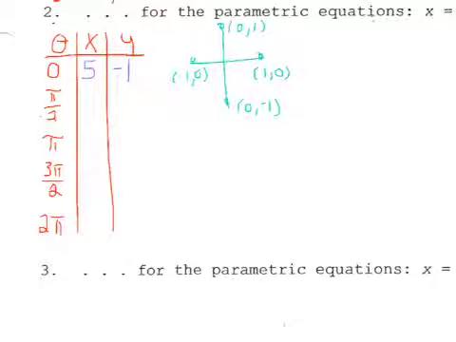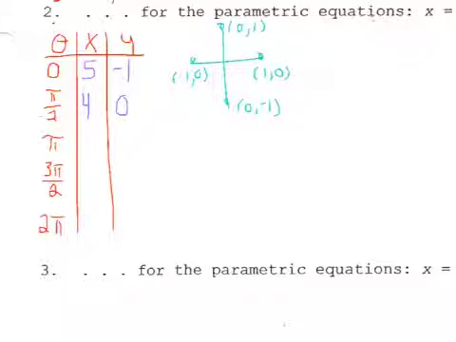For pi over 2, we have 4 plus the cosine of pi over 2, which is just 0. So 4 plus 0 is 4. The sine of pi over 2 is 1, so if we add a negative 1 to that, we'll get a 0.